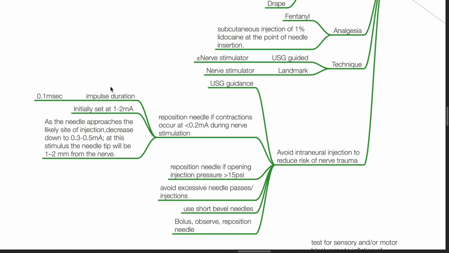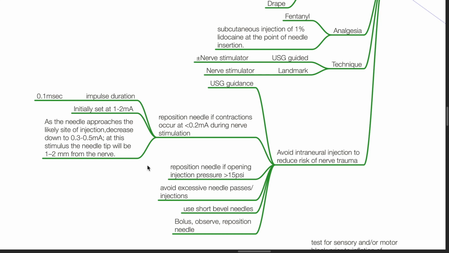Impulse duration should be 0.1 millisecond, set at 1 to 2 milliamps initially. As the needle approaches the likely site of injection, decrease down to 0.3 to 0.5 milliamps. At this stimulus, the needle tip will be 1 to 2 millimeters from the nerve.